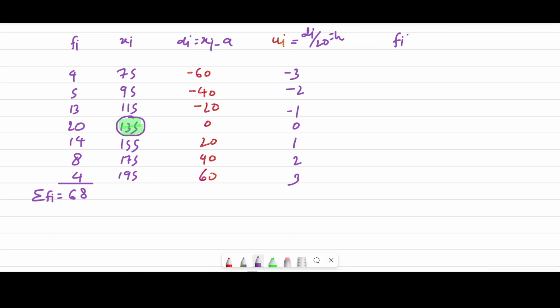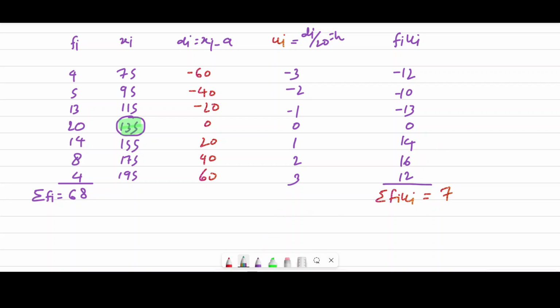Now what is the value of Fi ui? Minus 12, minus 10, minus 13, 0, 14, 16, 12, and if we add, what will we get? Sigma Fi ui. What will we get? This will be the value of 7. Here this will cancel out, 12, here 16, so we will get 7.